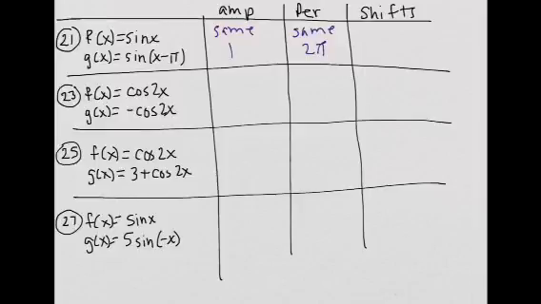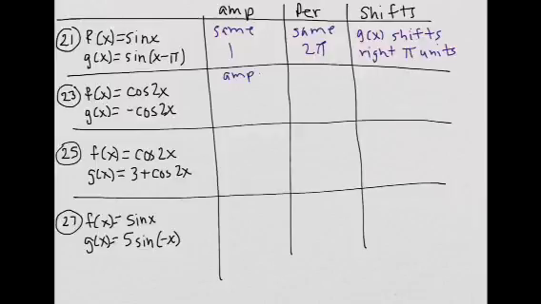Shifts, g of x is shifted to the right, so compared to f of x, g of x shifts to the right pi units. Okay? Number 23. Their amplitude is the same.